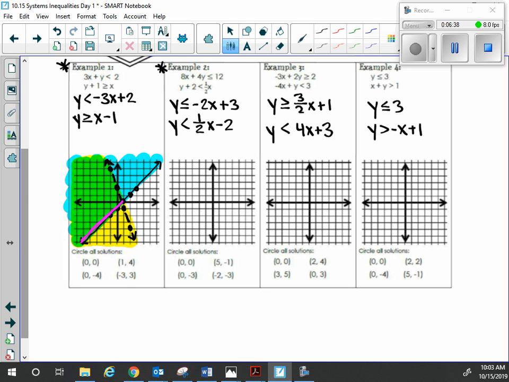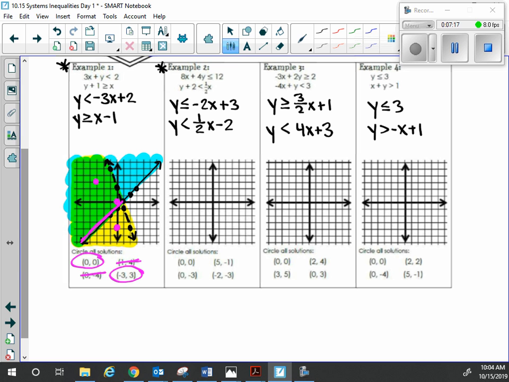0, 0. Yes. It's inside the double shade. That is a yes. 0, -4. No, only in the yellow. If it only works for one, it doesn't work at all. 1, 4. -3, 3. Yes. Graphing is the best thing. Okay, so does that make sense? It's the same idea as yesterday, except now that there's 2 graphs instead of 1.